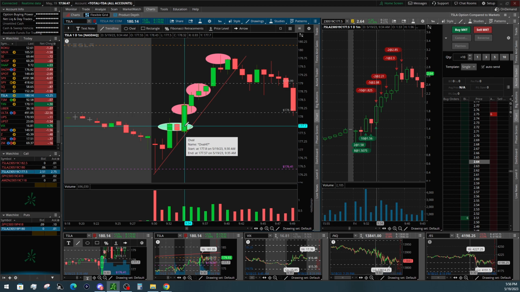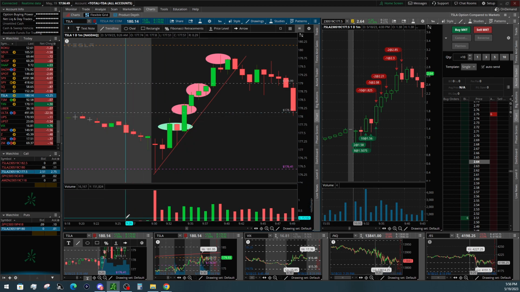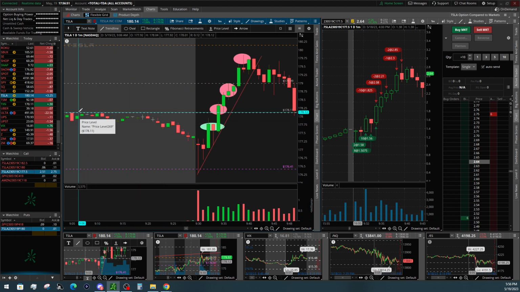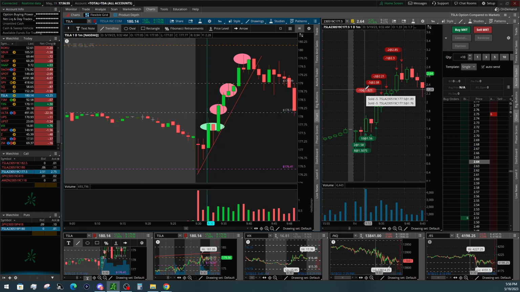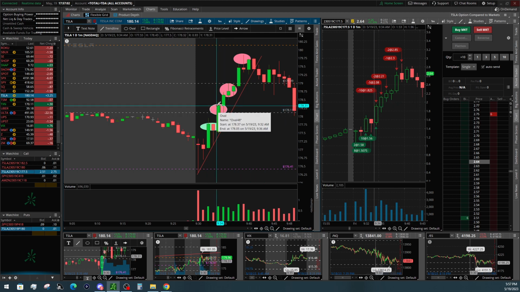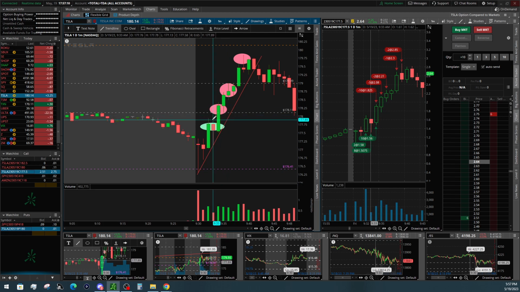So I got in 10 more here, and I was really hesitant about this level, but we kind of pushed through. So I did scale out. I scaled out my first one probably right at that level, and then the second one at the top of the candle. So I scaled out 5 here, and then 5 here. And then I just knew that I was just going to scale out.